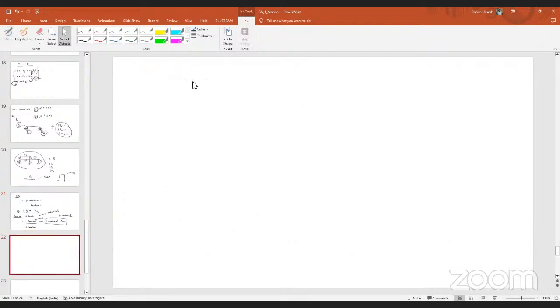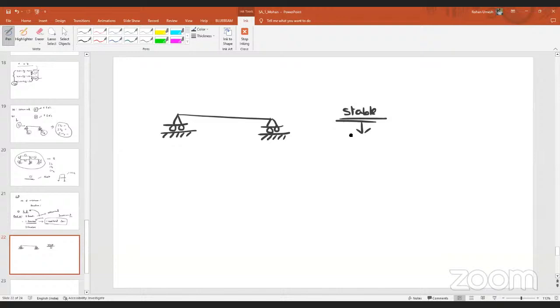Let us say, in this case, if my structure is to be stable, how many equilibrium equations should it satisfy? For this structure to be stable, I'm talking about 3, right? Summation of Fx = 0, summation of Fy = 0, and also summation of moment = 0.